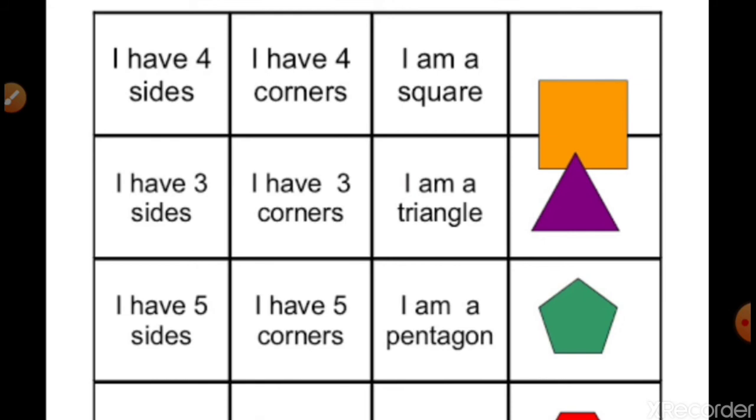So if any shape has got 4 sides and 4 corners, then which shape it would be? वो कौन सा shape होगा? You can say rectangle भी हो सकता है, but then how will you identify? कैसे पहचानोगे कि whether it is a square or a rectangle? If all the 4 sides are of the same length, then it is a square, and if opposite sides are of the same length, then it is a rectangle. Okay?